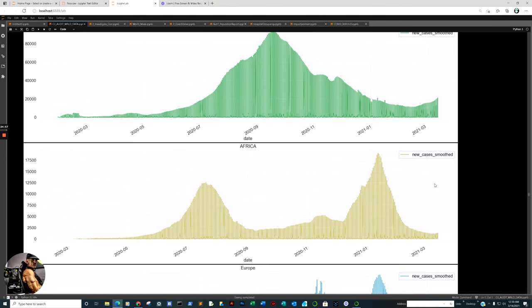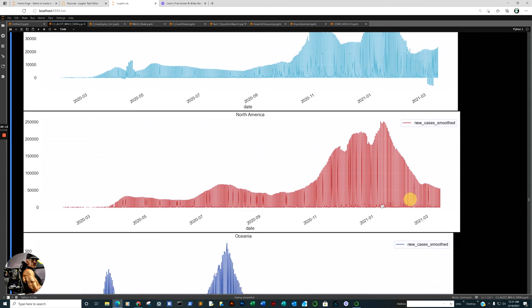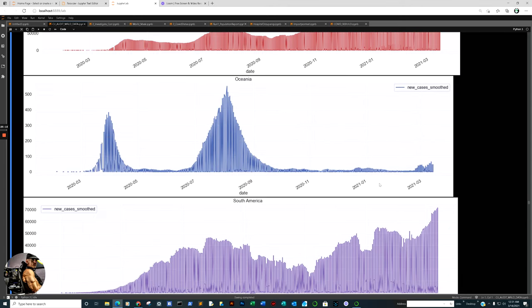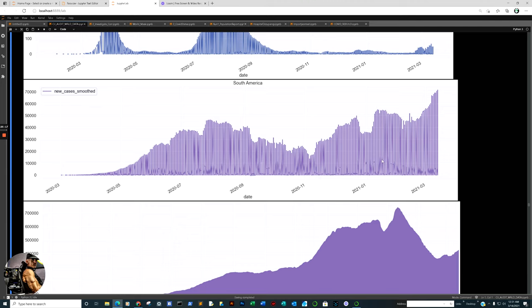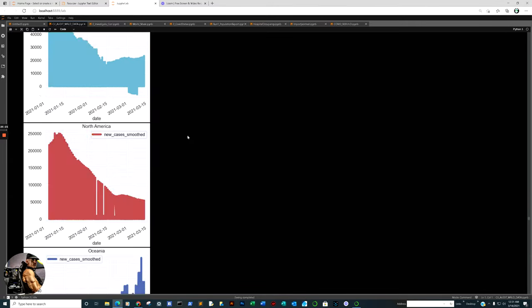A little bit of basic new cases smoothed. Africa, pretty low. It's actually some of the lowest levels in Africa since May of 2020. They still have not corrected that data there from Spain. Don't know why. But that's Europe, North America, Oceania, South America. There's that rise. And there is our plot for global level. And let's go back down.